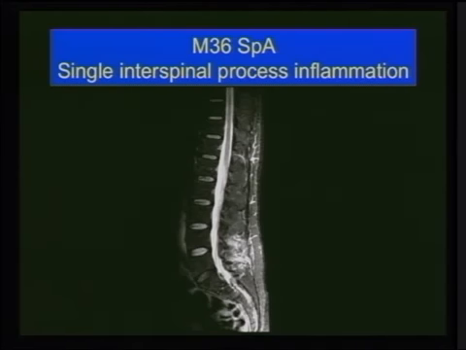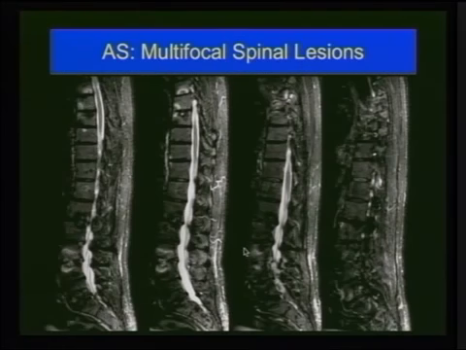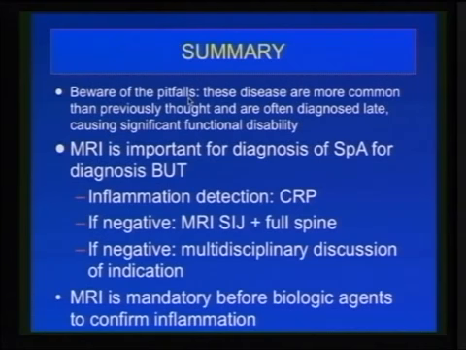But if you see an element of enthesitis at the site of insertion of the interspinous ligament, this is the area which is really important for you to diagnose spondyloarthritis. This patient has both the anterior and posterior elements involved, and you can see them there. So this is spinal involvement in a case of spondyloarthritis. You can see involvement even in the higher dorsal spine.